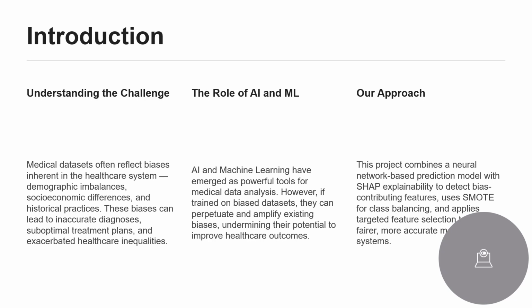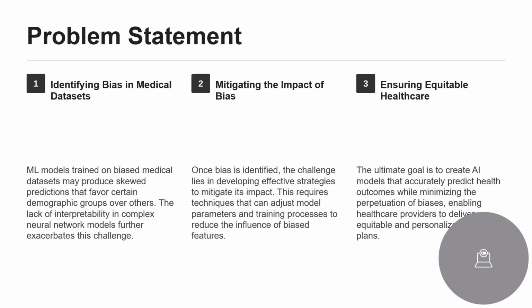The problem we are addressing is bias in healthcare AI models. Medical datasets often overrepresent some groups and underrepresent others, causing models to make unfair or inaccurate predictions for certain patients. To solve this, we built a neural network for stroke prediction, used SHAP to identify which features influence predictions the most, and applied SMOTE to handle class imbalance and improve fairness.